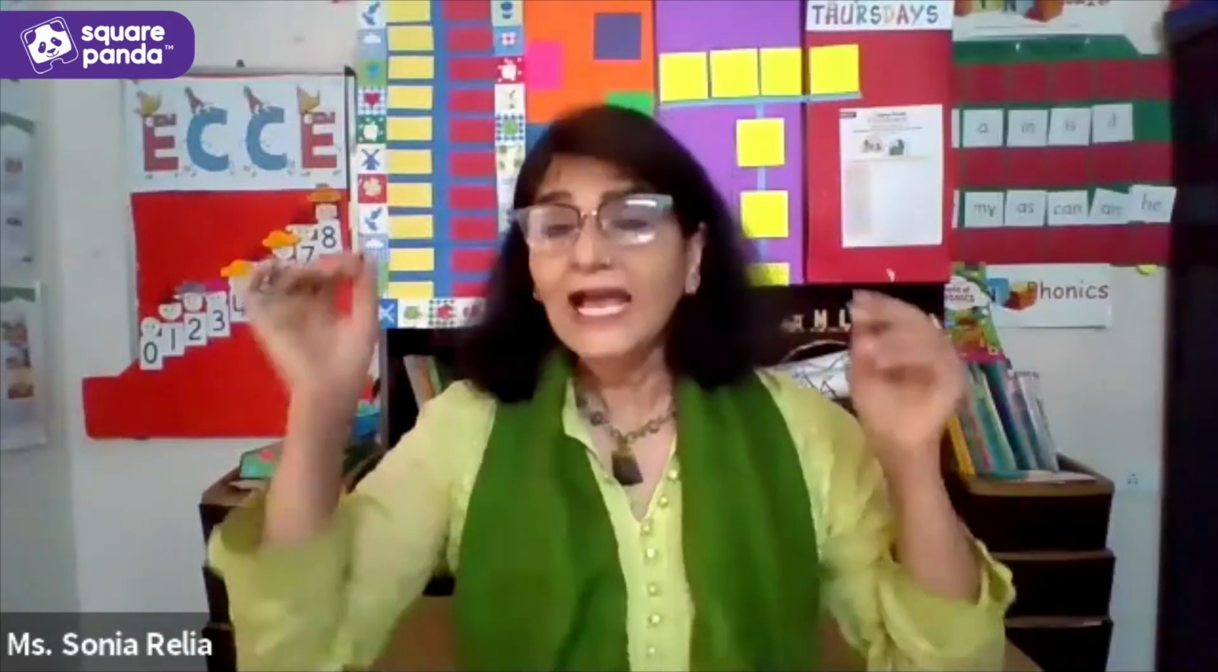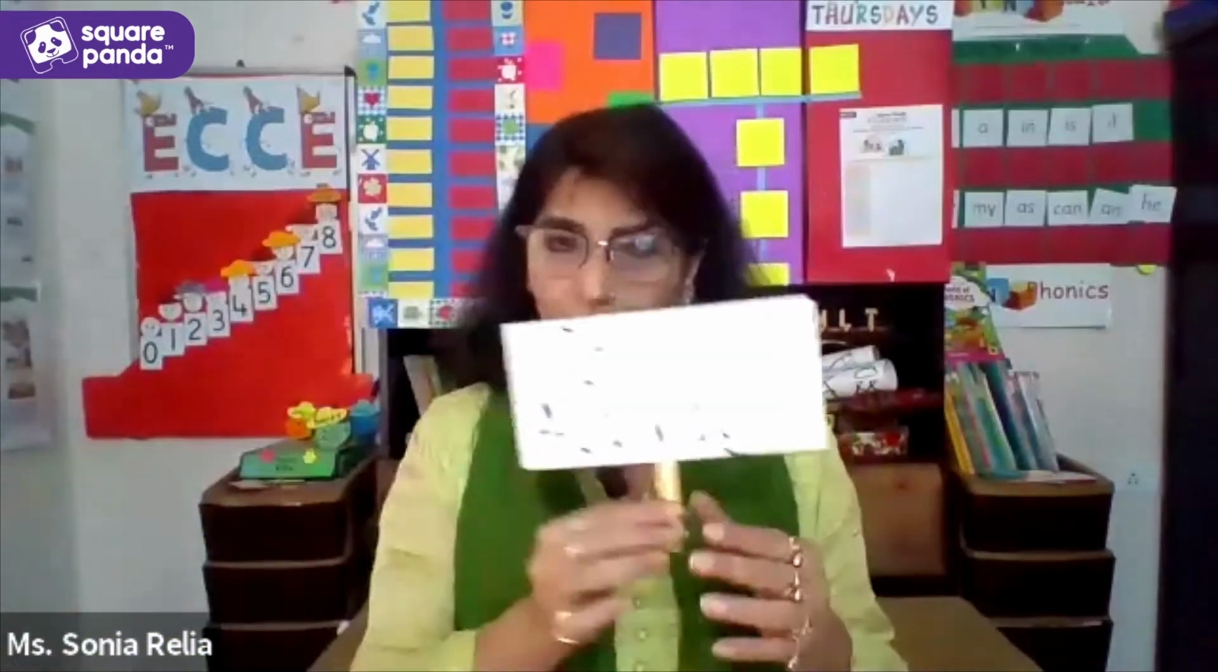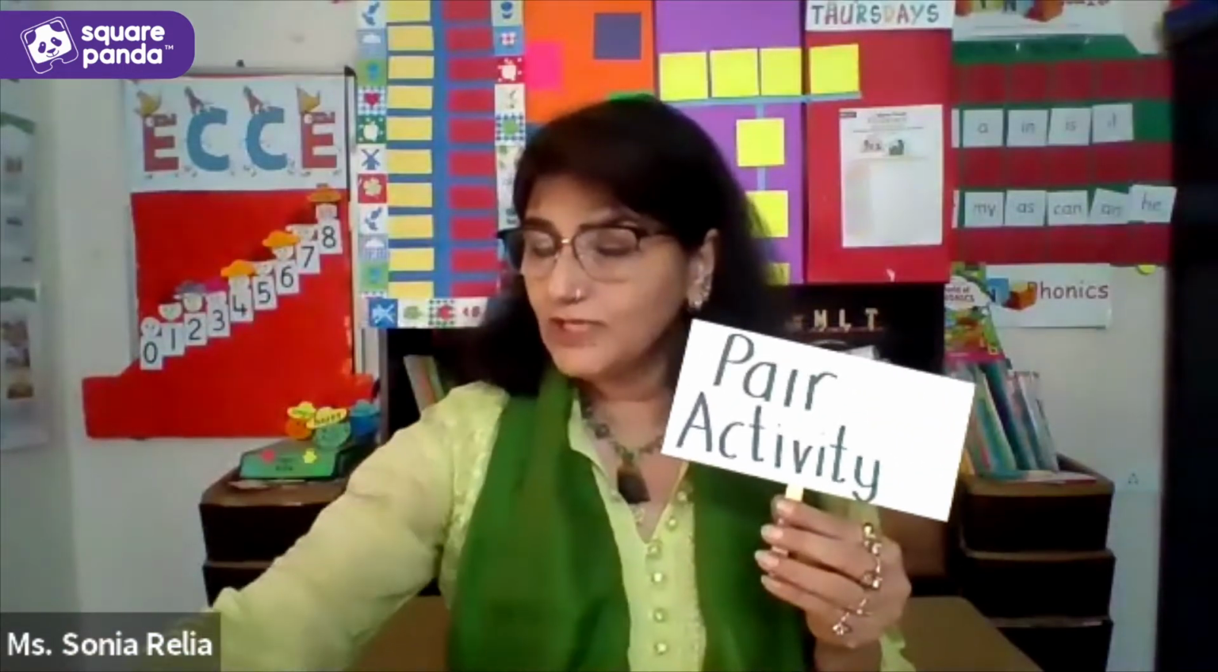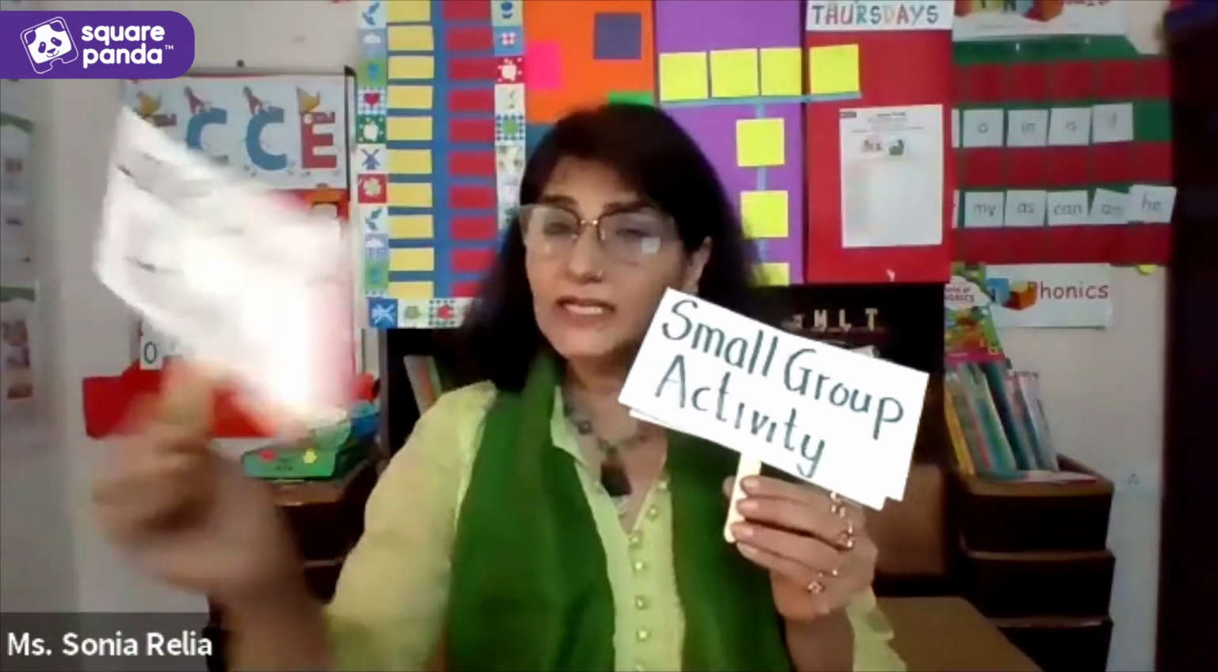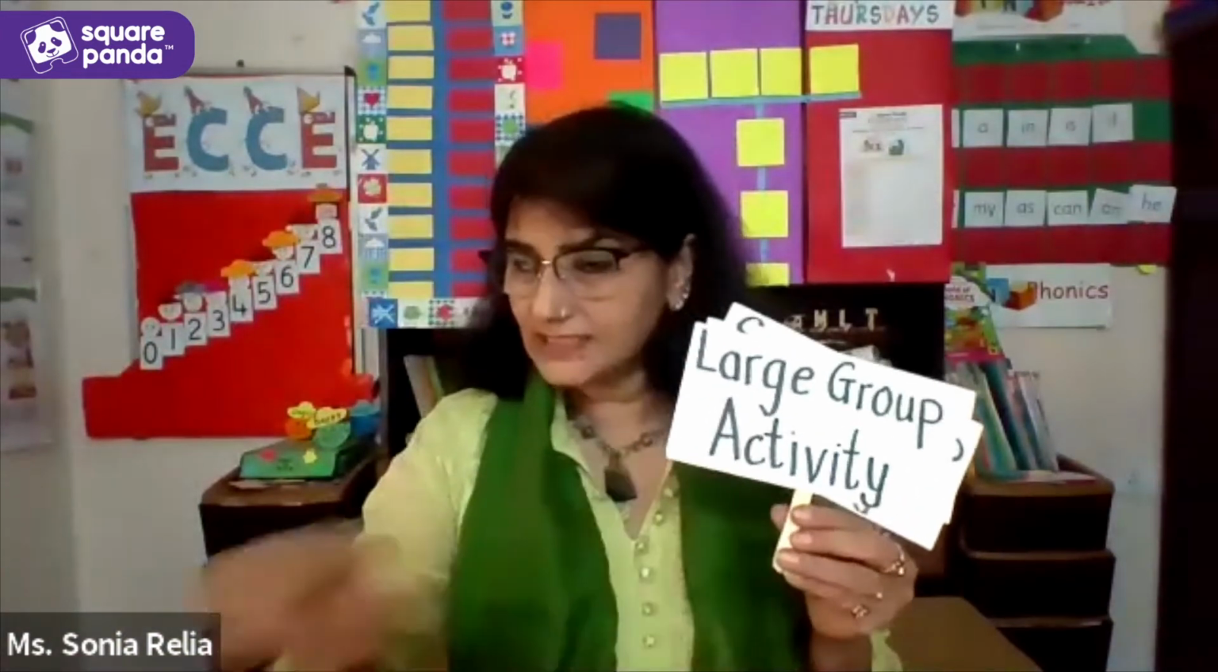Another very important part is how a 3-year-old, 4-year-old understands these settings. So once you decide that, okay, this is my list of activities, is it going to be a pair working? Is it going to be a small group working? Is it going to be a large group working or a circle time?